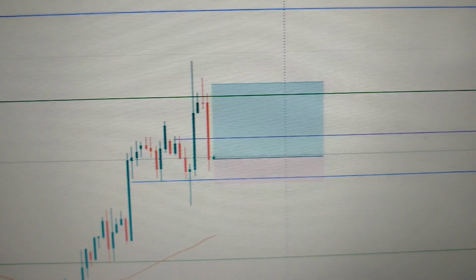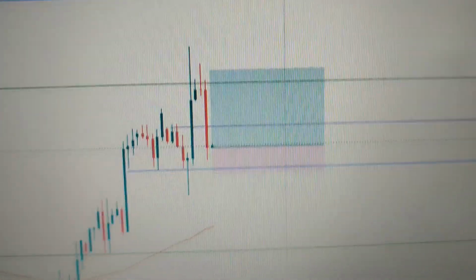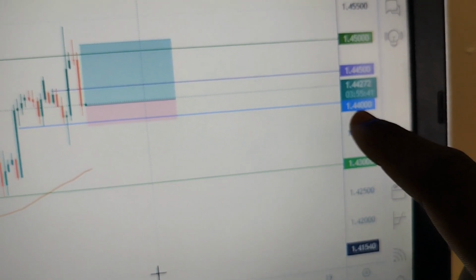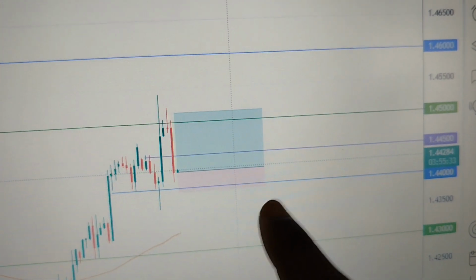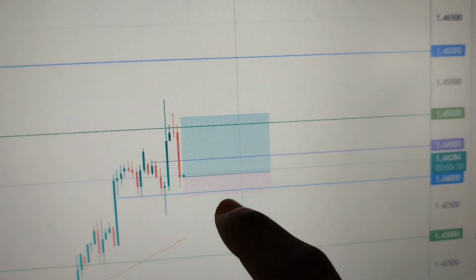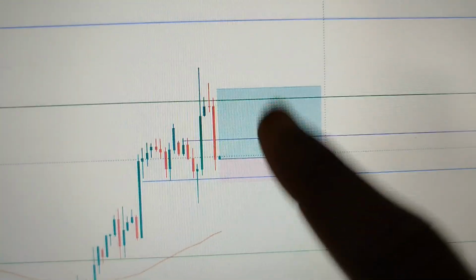I want. Taking this trade will be a bit risky. So I'm thinking, should I take this? Should I not take it? It's not looking good, especially because we are very far from my level, this one. And you know this is a 30 pip stop loss. I don't think I'm going to take this trade.